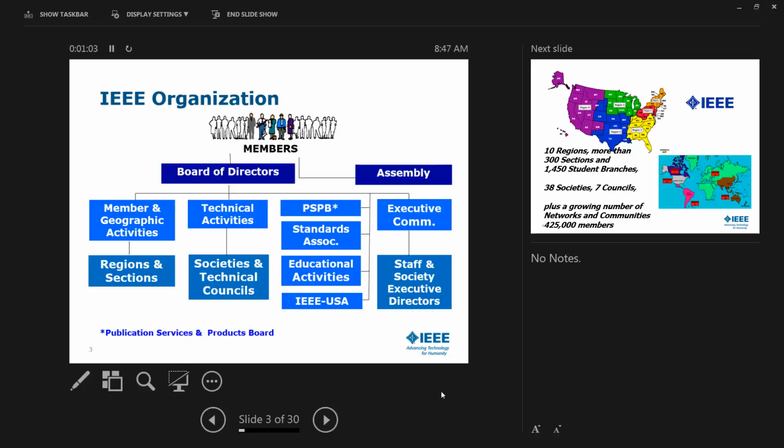And we are part of membership and geographic activities, and the regions of the sections are what form the membership and geographic activities, but there's also the technical activities that are outside of the regions and with their societies, and then there's publications and standards and educational activities and IEEE USA.